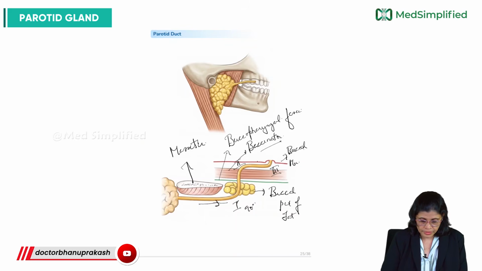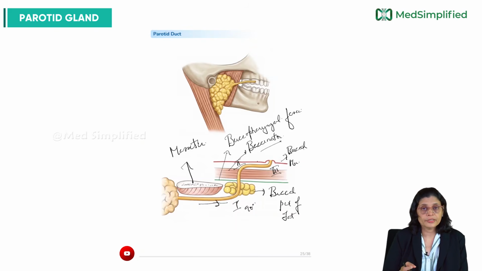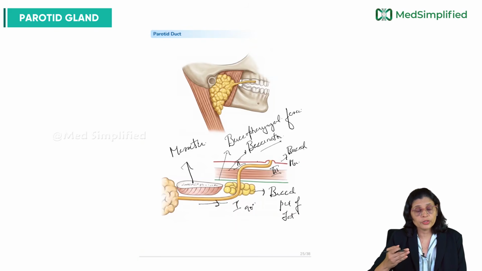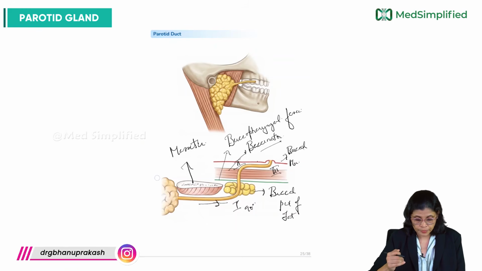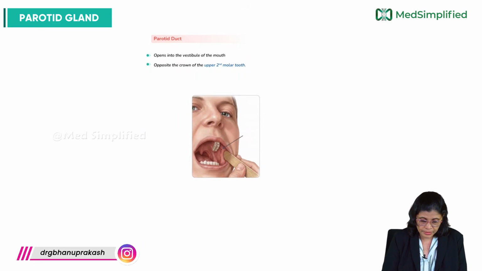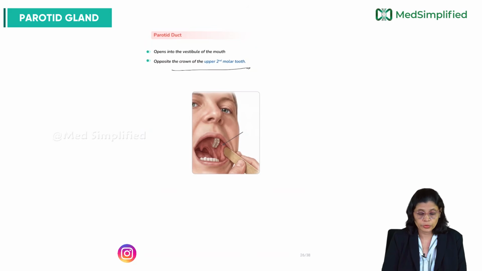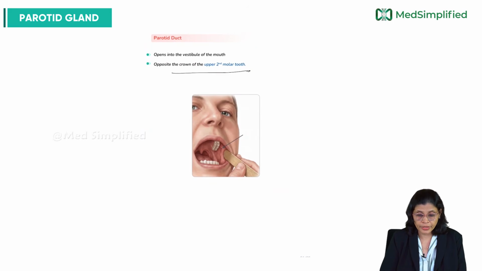And then it pierces through the buccal mucosa and opens into the vestibule of the oral cavity opposite the crown of the upper second molar tooth. So here it opens opposite the crown of the upper second molar tooth. So that is the course of the parotid duct.